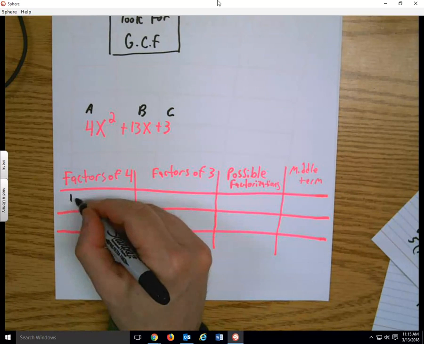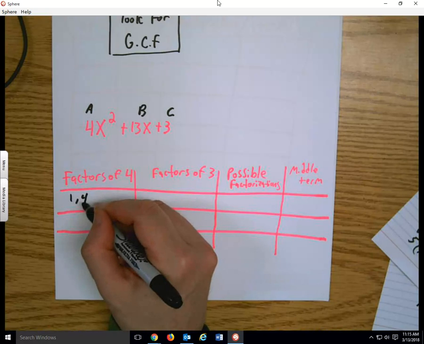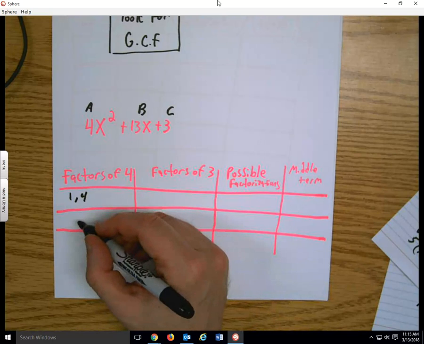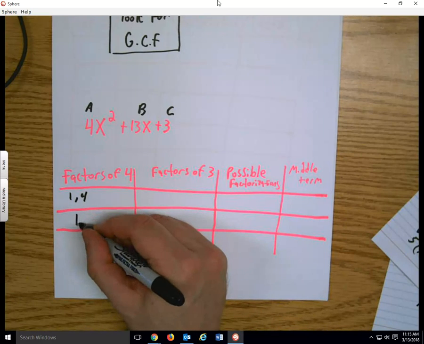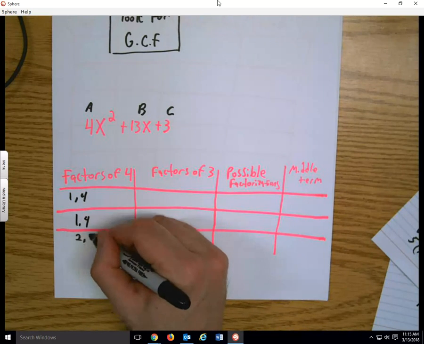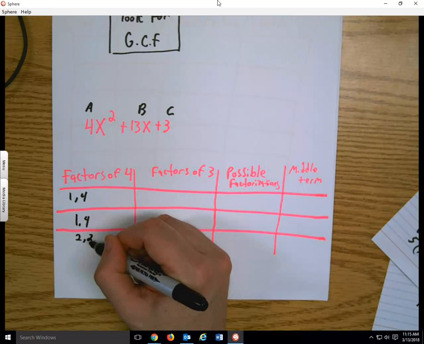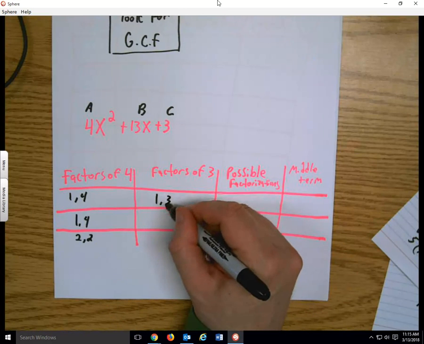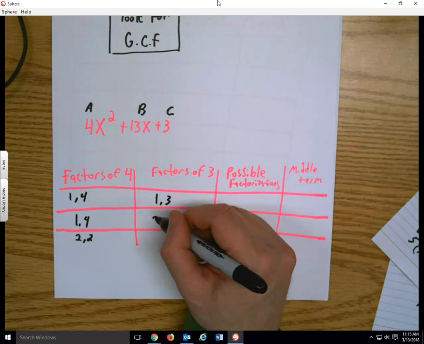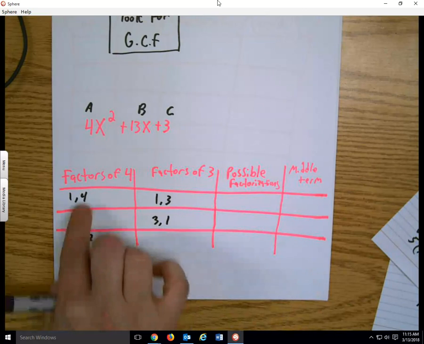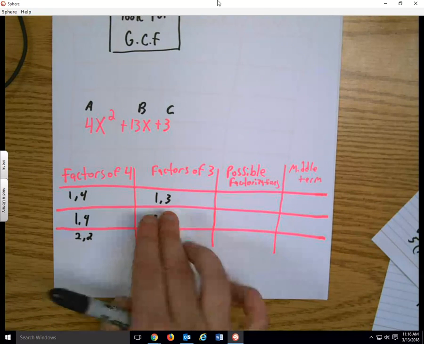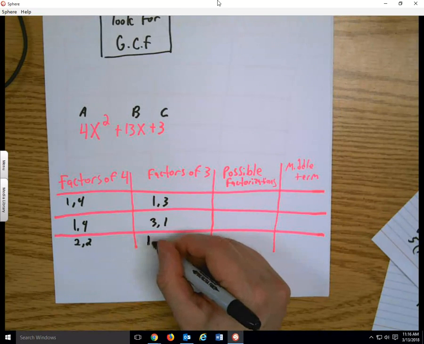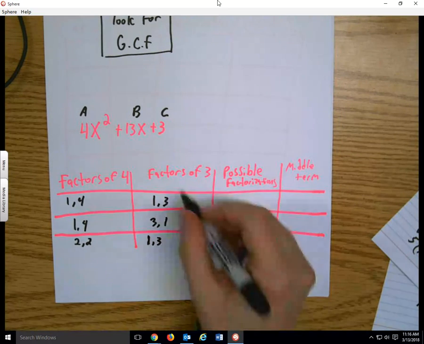Well, it's 1 times 4 is a factor of 4, right? And then 2 times 2 would be a factor of 4. And another, I'm going to put another 1 and 4 because I know what I'm doing. Okay. Now, what are the factors of 3? Well, it'd be 1 times 3. 3 times 1. That's why I wrote the 1 and the 4 down twice, because I'm having to make sure every possible combination is tried. And then a 1 times 3 also. That's the factors of the C term.